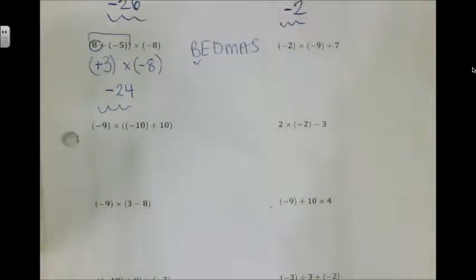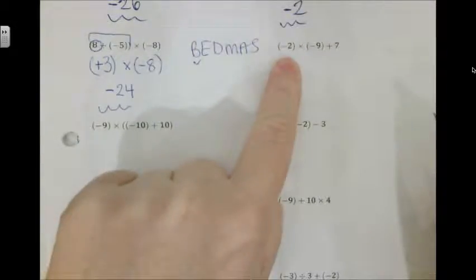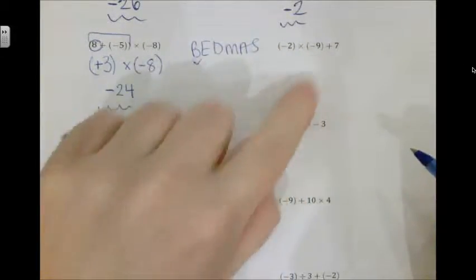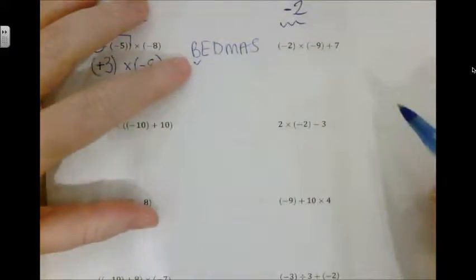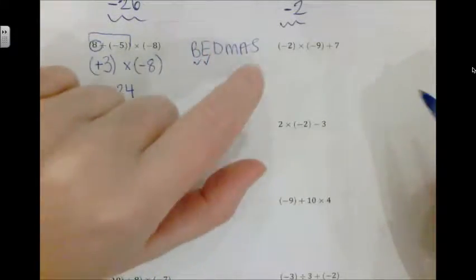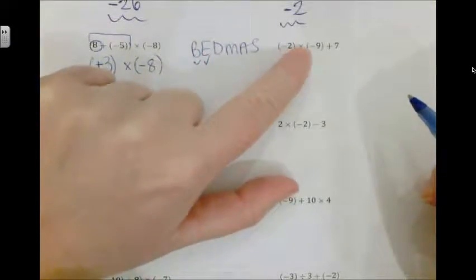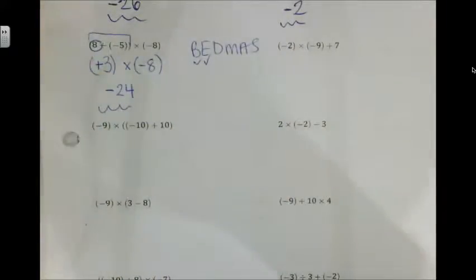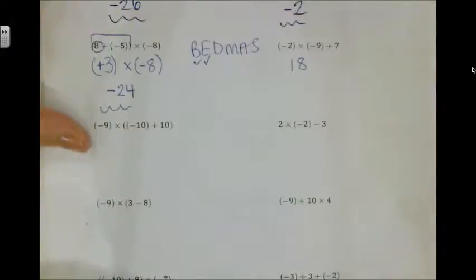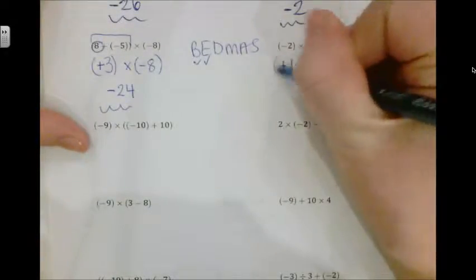Okay, second one over here, I have negative 2 times negative 9 plus 7. Again, I'm following my BEDMAS. There's no brackets in this one and no exponents, so my next thing is division and multiplication. I'm going to multiply negative 2 times negative 9. So 2 times 9 is 18, and a negative times a negative is a positive number.